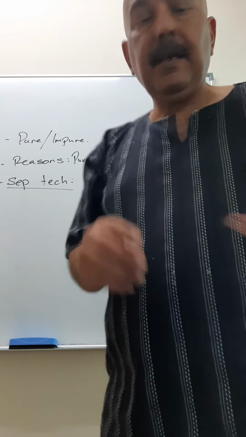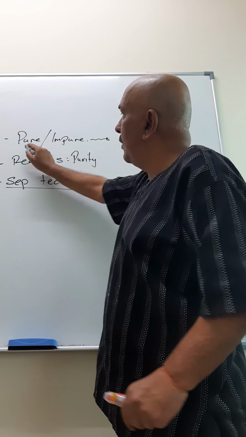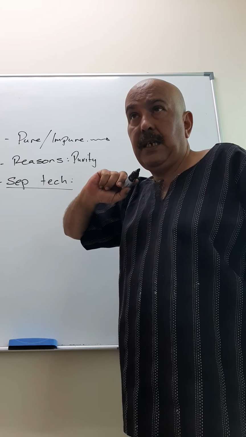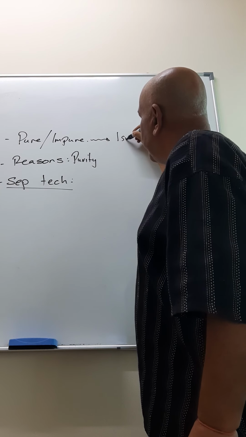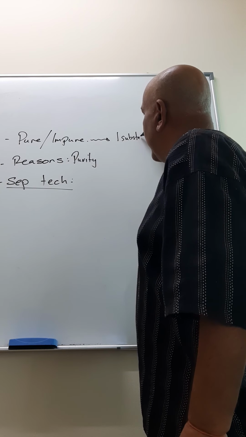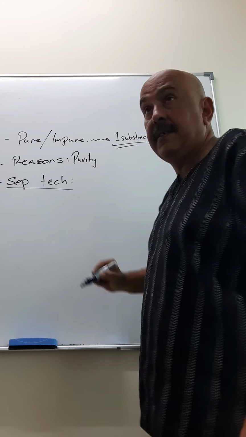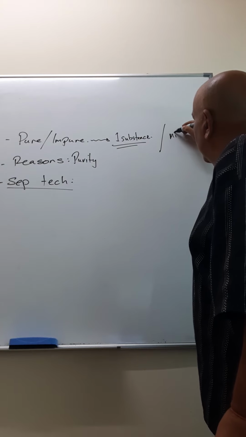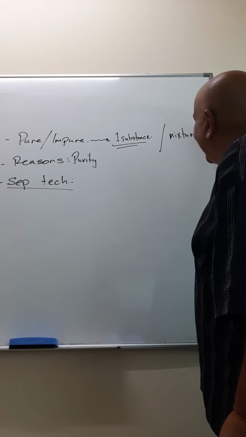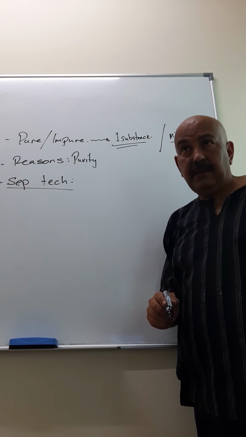All right. So, what does pure mean? Pure means one substance. That's it. There's nothing else there except this one single substance. Okay? Impurity means there is a mixture. That means there is something else there apart from that one substance.